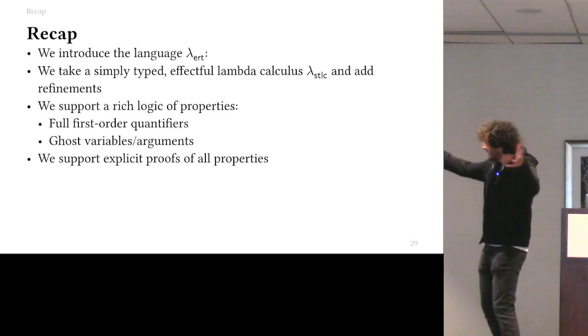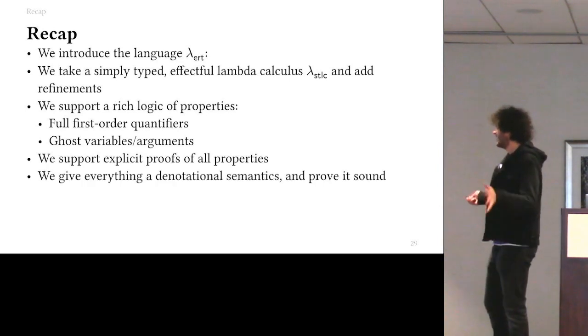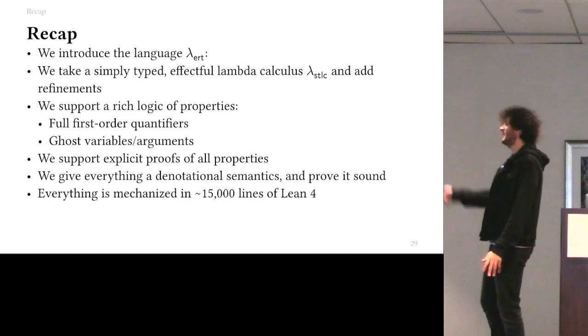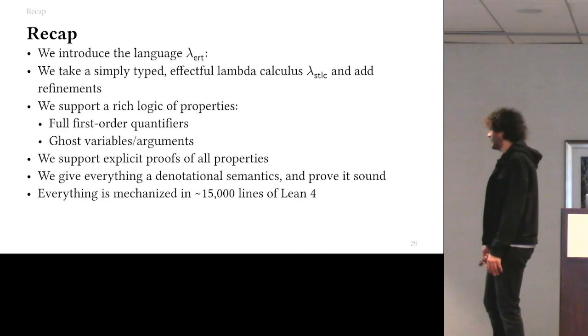We also support explicit proofs of all properties, and of course we give everything a denotational semantics and we prove it's sound. And of course we don't just prove it's sound to the meatbags in the audience, we have 15,000 lines of Lean 4, which was a lot of fun to write.